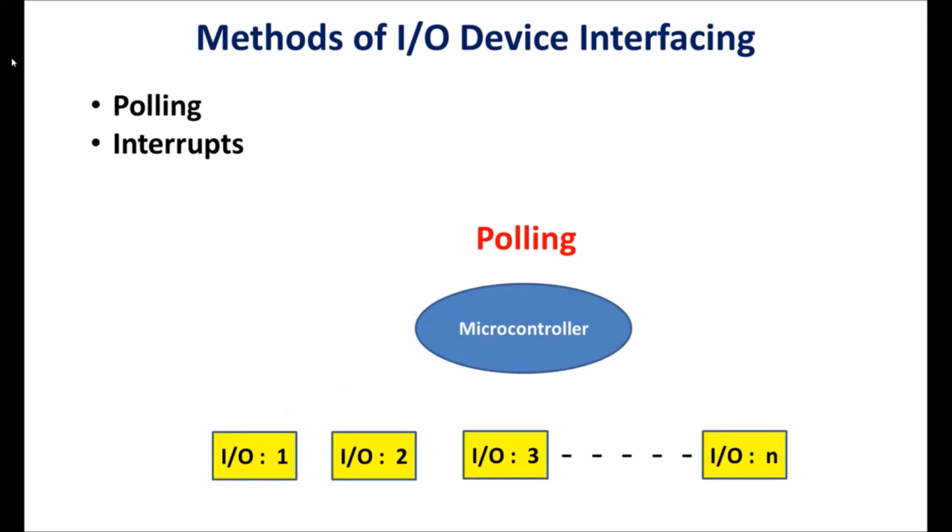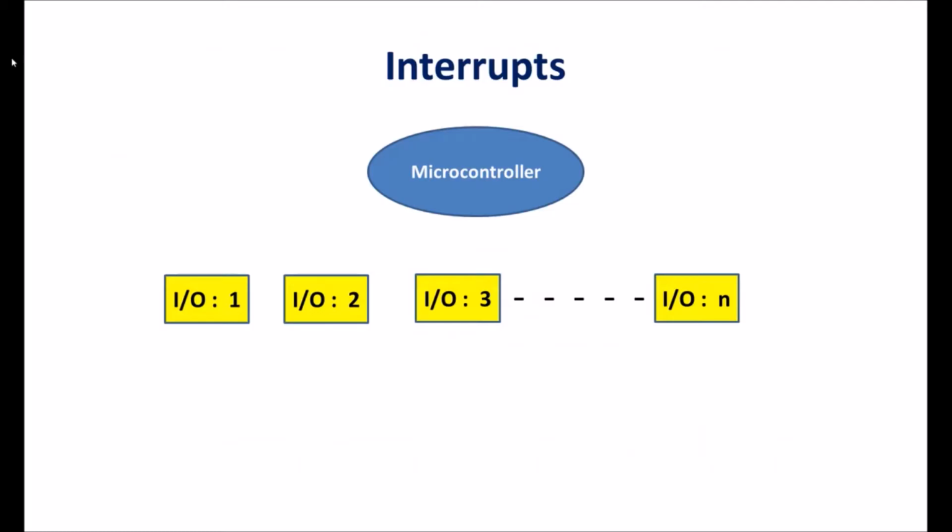If it does not want any service, then microcontroller will check next device. Then again it will go to next device. So if n number of devices are available, n time microcontroller has to check these devices. Suppose there are 100 devices, then microcontroller has to check all these 100 devices one by one whether they are ready or not. So this method is time consuming, and because of this the polling method is not used when number of input output devices are more. Instead of this, the interrupt method is used.